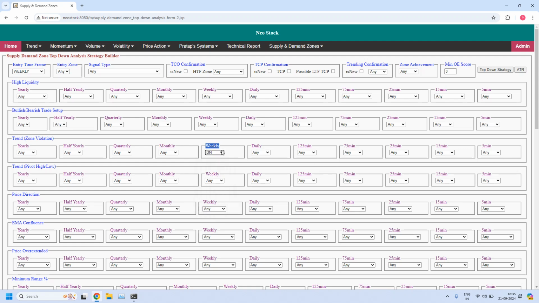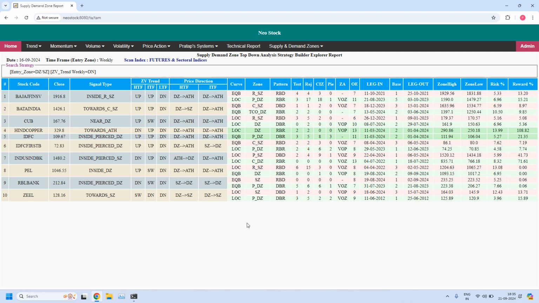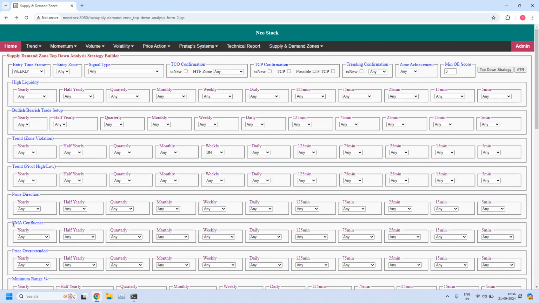Let us list. If the list is big, we will add a swing high low. If the list is small, we can ignore this. Only 10 stocks. So these 10 stocks are currently supporting downtrend. And if any of these stocks are having a weekly EMA confluence, the supply zones are having weekly EMA confluence, they are at high probability setup. So I am adding in the EMA confluence, weekly time frame, weekly supply zone with weekly EMA confluence. Weekly supply zone with weekly EMA confluence filter I added.